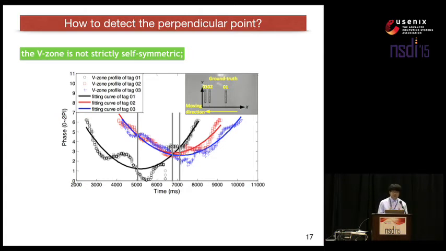To solve this problem, we perform curve fitting on each V-zone first. The fitting function can help to reduce the impact of this irregular movement. Then we detect the local minimum value of each fitting function and get the tag order along the x-axis based on the timestamp when we get the minimum value.